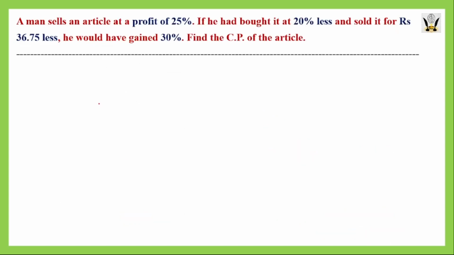Now the next problem says that a man sells an article at a profit of 25%. If he had bought it at 20% less and sold it for rupees 36.75 less, he would have gained 30%. Find the CP of the article. So CP of the article is not known. So what we will do is we will assume that the CP of the article is X, and based on that we will proceed further.